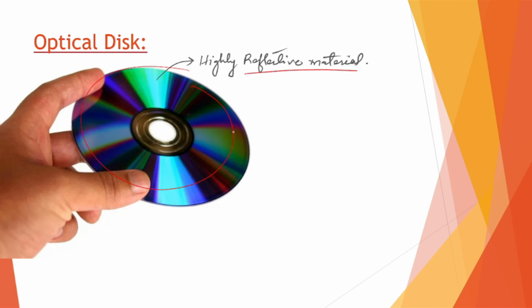It uses laser beam technology for reading or writing the data from or to the disk surface. Optical disks are also known as laser disks, or optical laser disks, because they use laser beam technology for data read or data write. So laser beams are used to read or write data from or to the optical disk.